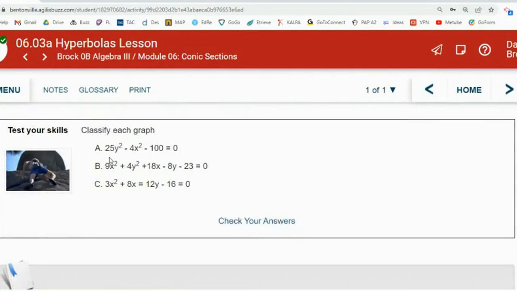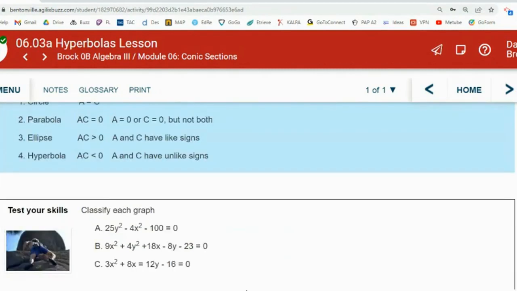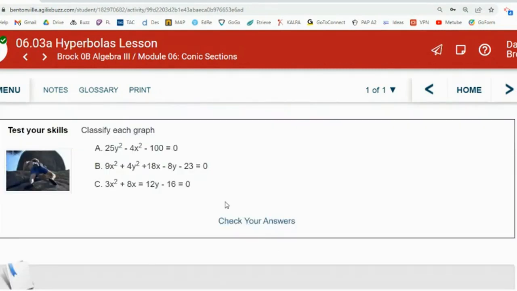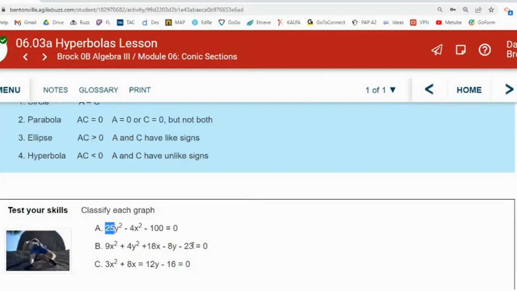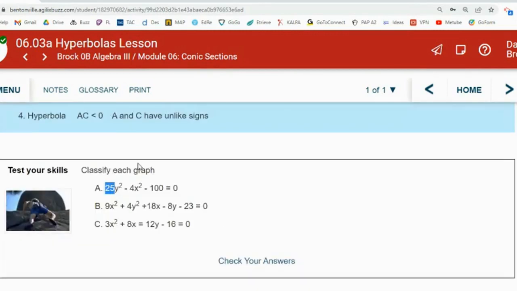And it gives you another one where you classify each graph. I'll leave that one for you to do on your own. Check your answers. You just use this little code right here. Look at this and say, what is this? This is a 25y squared minus 4x squared. So this has an a and a c. So it's not a circle, they're not equal. It's not a parabola, because one of them is not missing. It's not a 0. Both of them have a number, -4 and 25. So it's either an ellipse or hyperbola. I'll leave those for you to look at. But that is all of that.